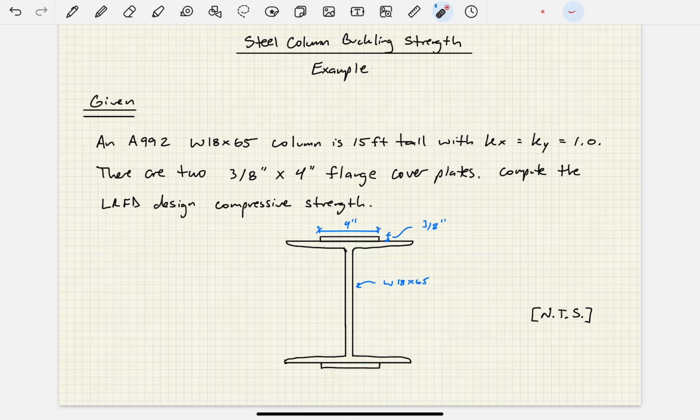And how would these be attached? Well, in this particular example, it doesn't say, but you could assume that these are probably welded to these flanges, or they could be very securely bolted through these flanges. But again, we're not really concerned with that for the sake of this example problem, okay? So as we dive into the solution, we're going to be referencing the AISC Steel Construction Manual 16th edition.